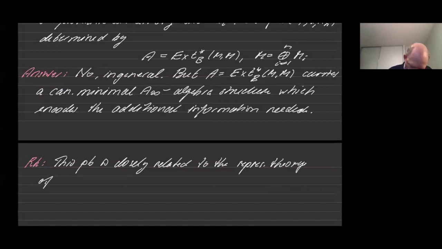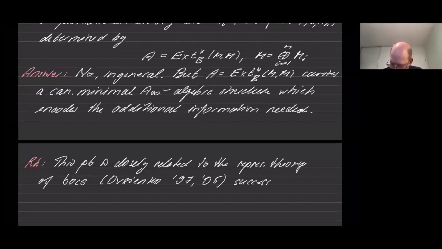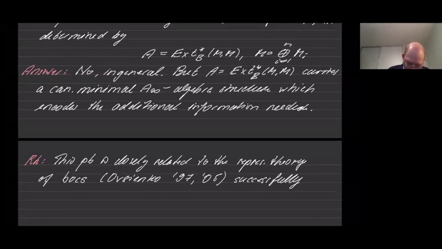Boxes by modules over co-algebra structures, as shown by Ovsyanko in papers in '97 and 2005. And this insight has been successfully applied to the study of quasi-hereditary algebras and their exact Borel subalgebras, in particular to the uniqueness problem for such exact Borel subalgebras.